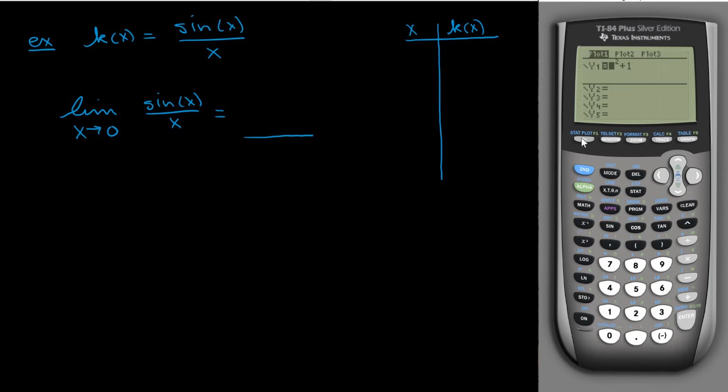I'm going to go ahead and press y equals. I'm going to press clear, get rid of that. And I'm going to do the sine of x divided by x. There's my function. Then I'm going to go to table. I don't need these values, so I'm going to go ahead and clear them.